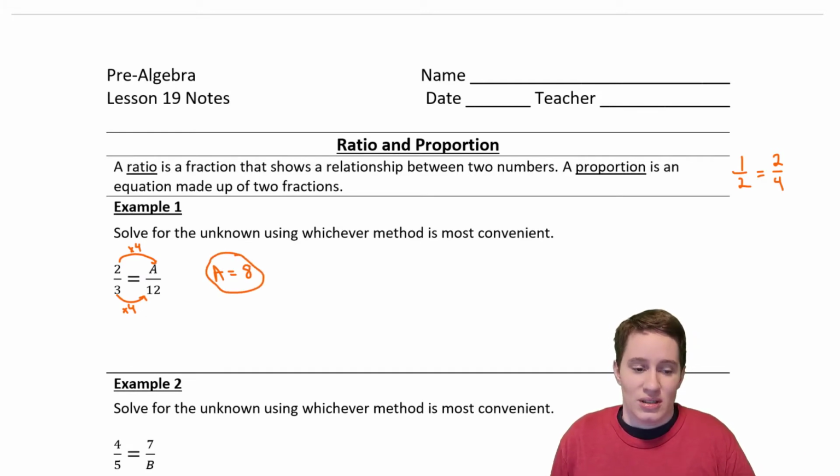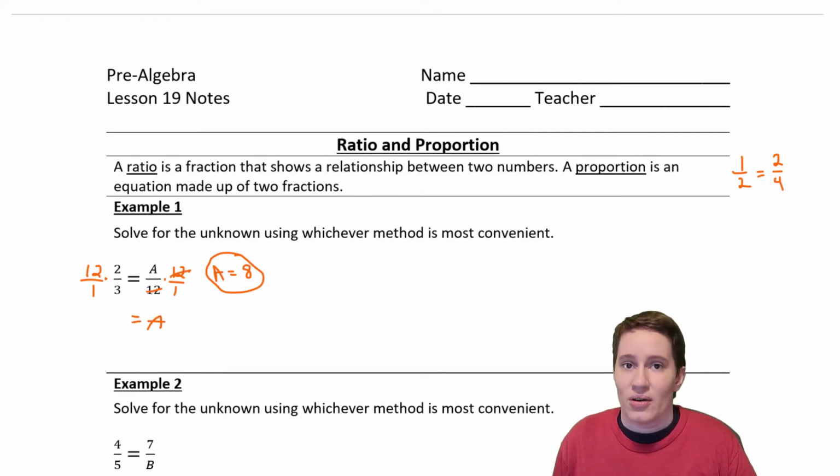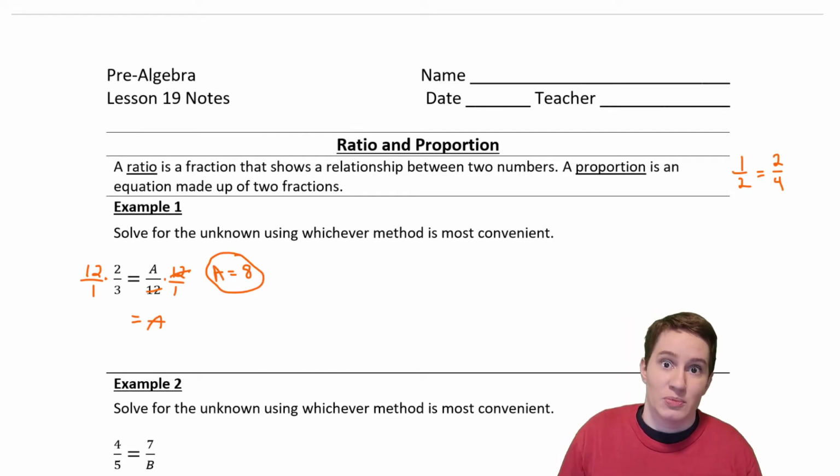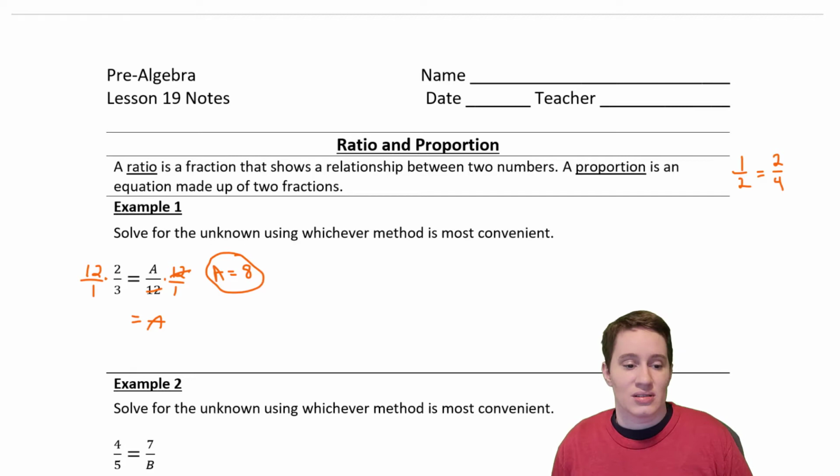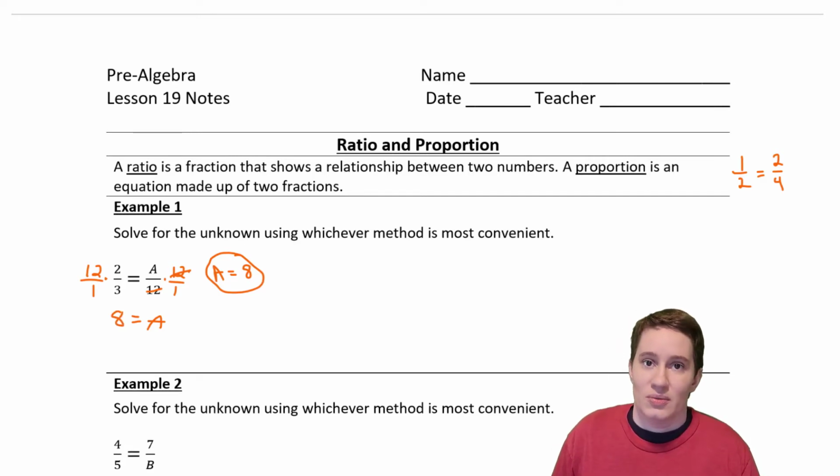One of the other ways to do this that I think is also not too bad is that we could have said, well, there's a 12 underneath A, so we can actually multiply both sides by 12 over 1, and that will also solve it because it cancels out the 12, so that we just have A, and then we'd work it out on the left side to see what that ends up being. 12 over 1 times 2 over 3 would be 24 over 3, which simplifies to be 8. So either way you want to do it is fine.